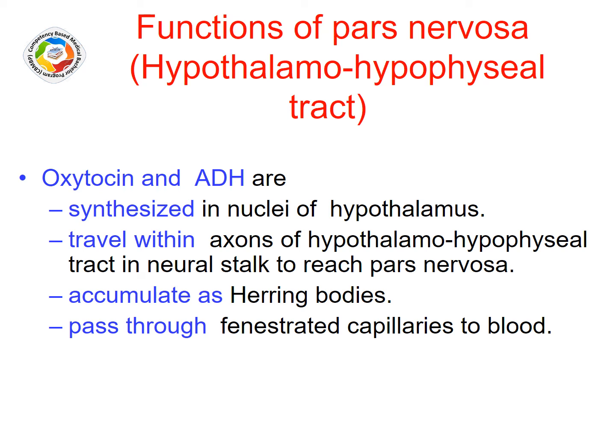Functions of pars nervosa. What is the hypothalamo-hypophyseal tract? Oxytocin and antidiuretic hormone are synthesized in the nuclei of the hypothalamus. Then they travel within axons of the hypothalamo-hypophyseal tract in the neural stalk to reach pars nervosa. Then they are accumulated as Herring bodies. Then they pass through fenestrated blood capillaries to the blood.